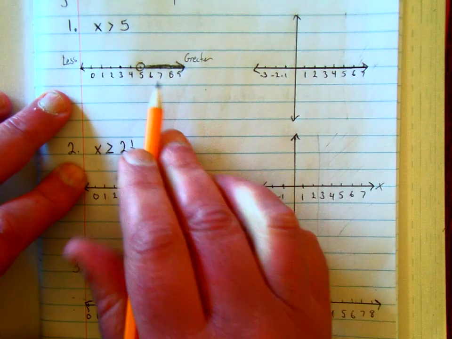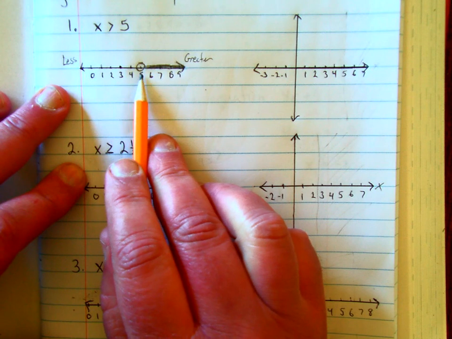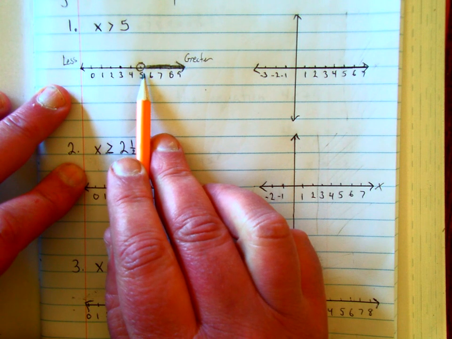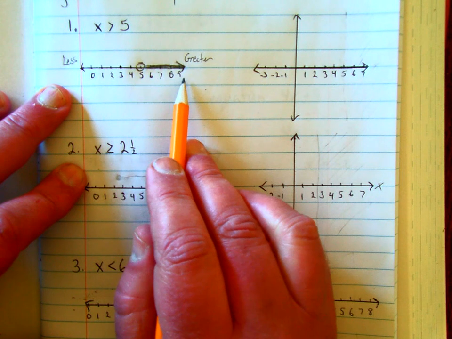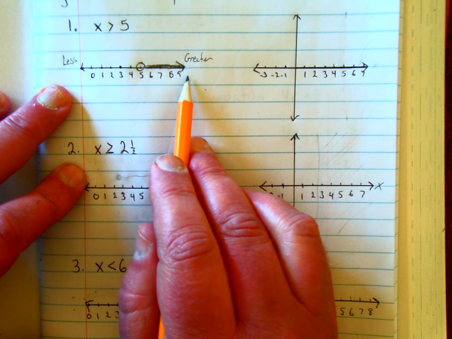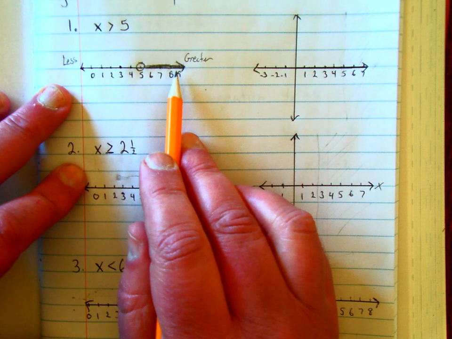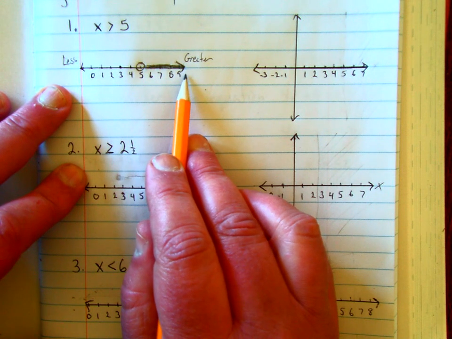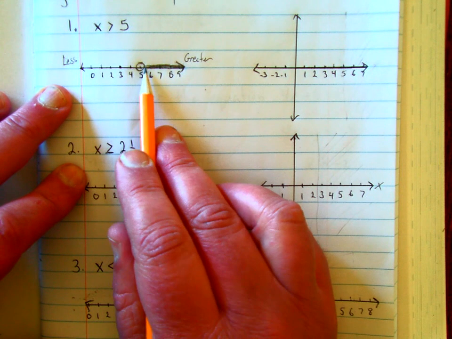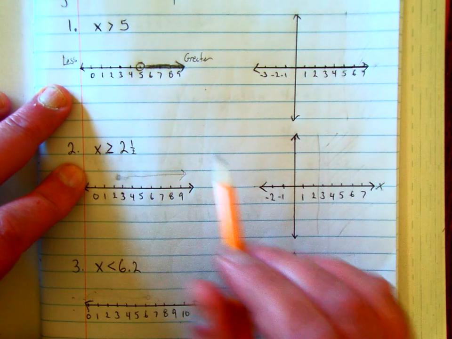And so if x is greater than 5, it is a hollow circle with a thickened line going that direction, going to the greater. So 5 is not a solution, but 5.1, 5.2, 6, 7, 8, 9, 10, 11, 1,000, a million, a billion, those are all solutions. There's an infinite number of solutions to this inequality. The solution is every number bigger than 5.